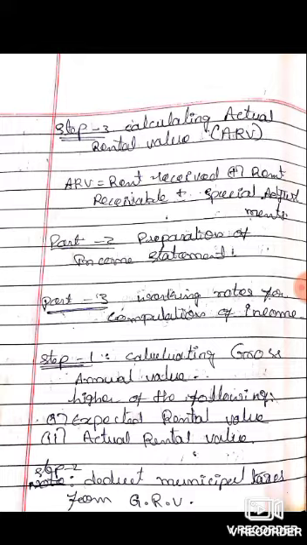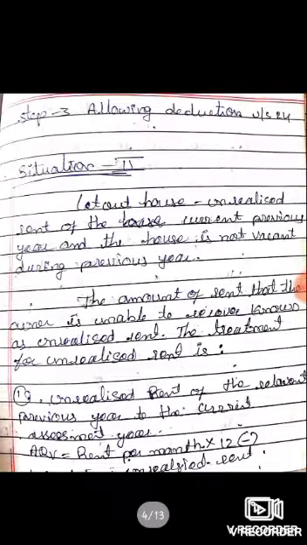Whichever is higher is taken as gross annual value. Gross annual value is also called gross rental value. Deduct municipal taxes from gross rental value, which are paid by the owner. After deducting municipal taxes, allow deduction under section 24. We will discuss that later. This is the one situation when the house is completely let out for rent without any vacancies in the previous year.